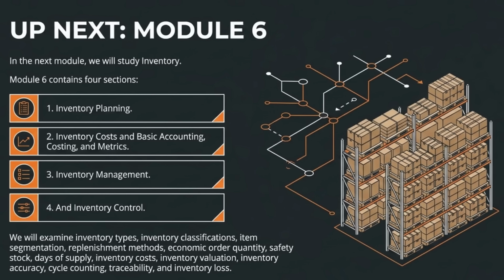Module 6 contains 4 sections: inventory planning, inventory costs and basic accounting, costing, and metrics, inventory management, and inventory control. We will examine inventory types, inventory classifications, item segmentation, replenishment methods, economic order quantity, safety stock, days of supply, inventory costs, inventory valuation, inventory accuracy, cycle counting, traceability, and inventory loss.